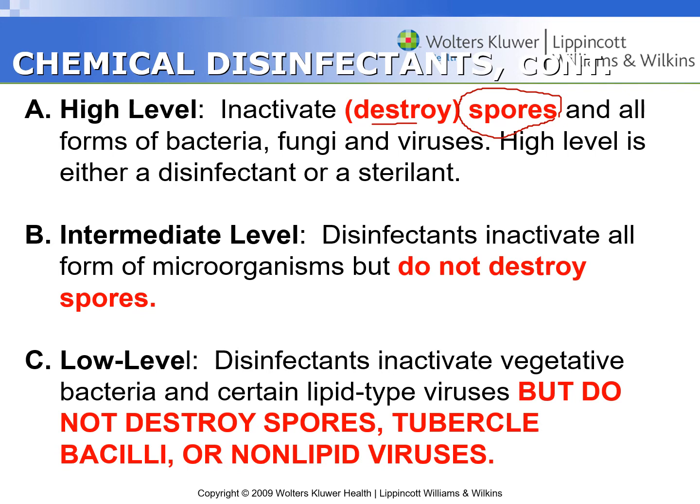We'll move on to the intermediate level. These disinfectants inactivate all forms of microorganisms, but they do not destroy spores. The low level disinfectants inactivate vegetative bacteria and certain lipid type or protein type viruses, but they don't destroy spores, TB, tubercle bacilli, or non-lipid viruses, which is non-protein.